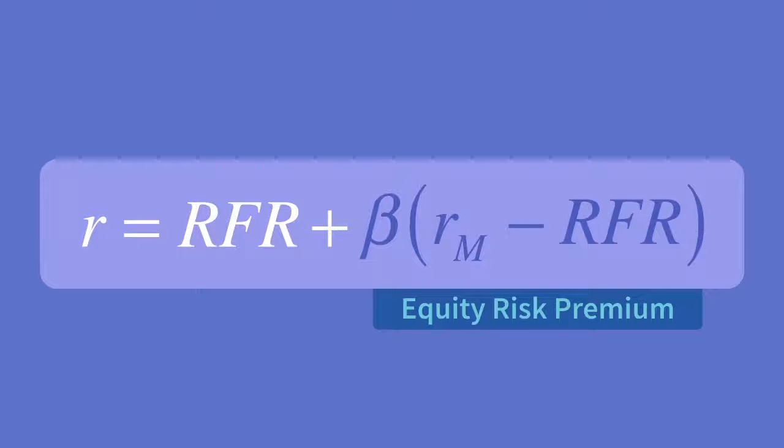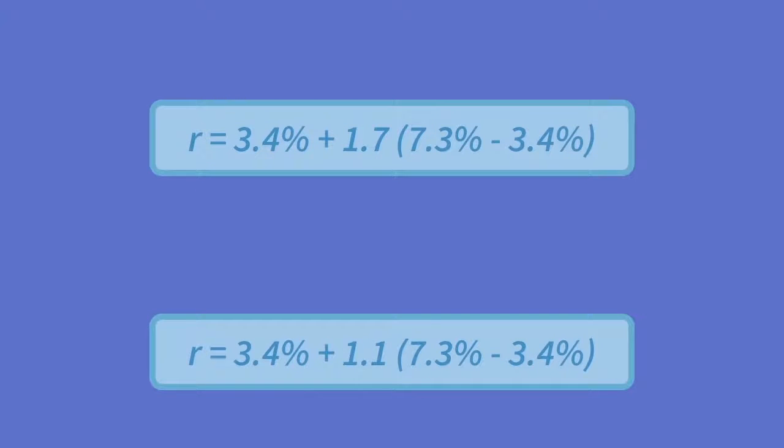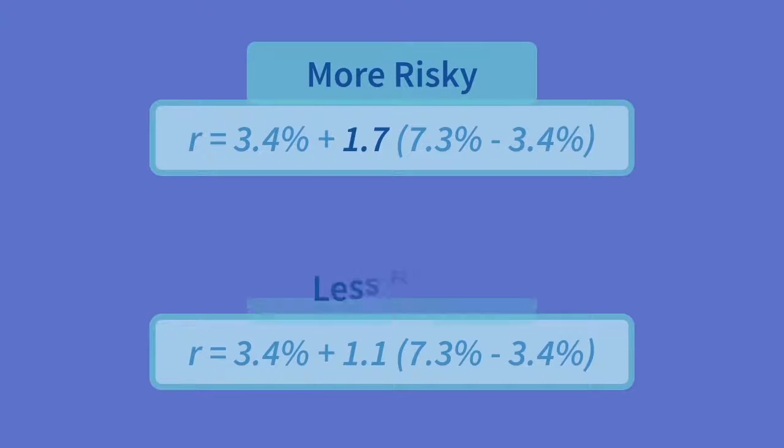Given a market risk-free rate and the expected market return, we can clearly see the difference in return between a risky company and a less risky company. For example, given a market risk-free rate of 3.4% and an expected market return of 7.3%, we could look at two companies side by side. One is higher risk, so its beta is, for example, 1.7. The other is risky, but to a much lesser degree than the first, with a beta of, say, 1.1.